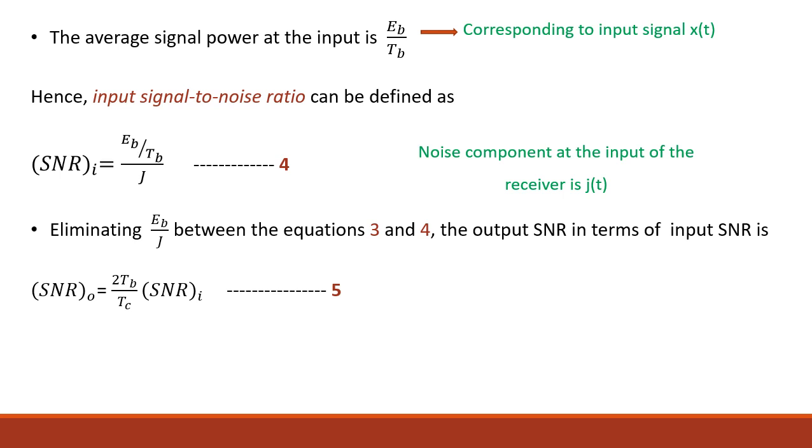Next, looking at equations 3 and 4, that is SNR at the output and SNR at the input respectively, we have a common term EB by capital J, and we eliminate the term EB by capital J between equations 3 and 4. Then we can express the output SNR in terms of input SNR as SNR at the output will be equal to 2 TB by TC SNR at the input. So this is indicated as equation number 5.